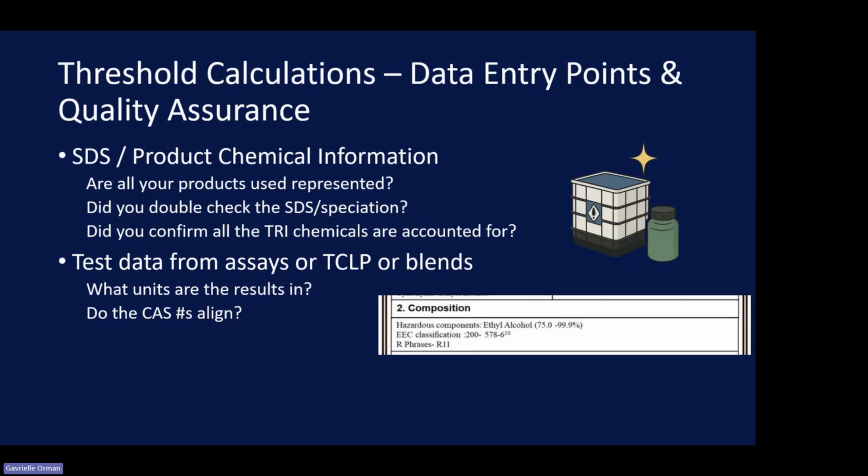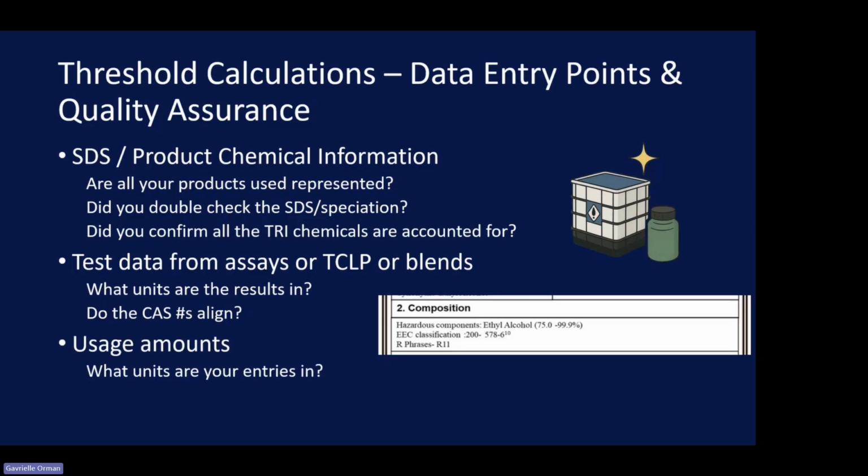Do the CAS numbers align? TRI has a fun subset where you can have elemental metals, you can have metal compounds, you can have zinc fume and dust, you can have zinc metal. And so making sure that your CAS numbers align between your SDS, your TRI reporting, and eventually your Form R is really important to make sure that you're accounting for everything appropriately.